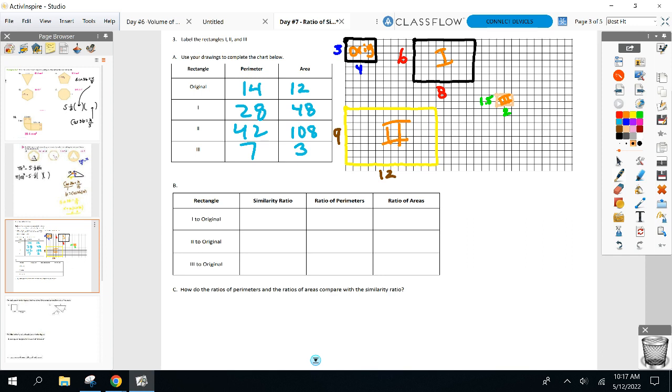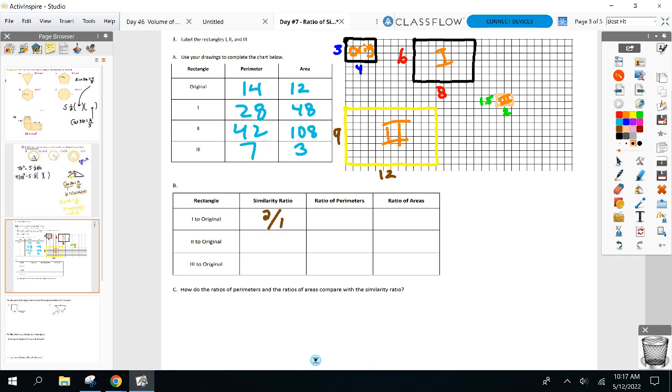Let's compare the original rectangle to rectangle 1, which I have up on the board still. First thing I want is, what's the similarity ratio? Let's remind ourselves what a similarity ratio is again. The ratio of 2 corresponding sides. So 3 to 4, I'm sorry, I'm going to go the other way, a similarity ratio of rectangle 1 to the original. So 6 to 3, 8 to 4, that reduces down to what? 2 over 1. Yep.